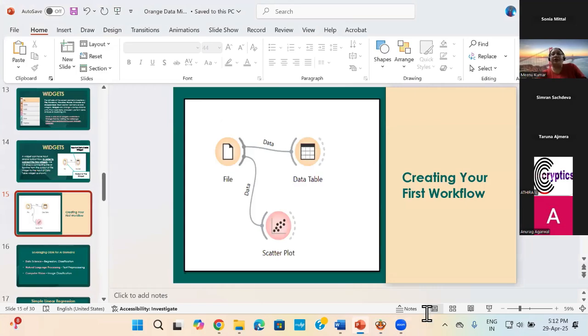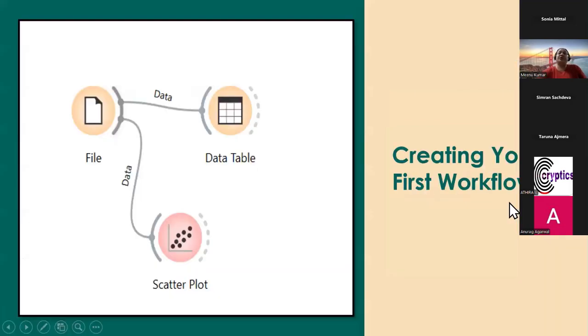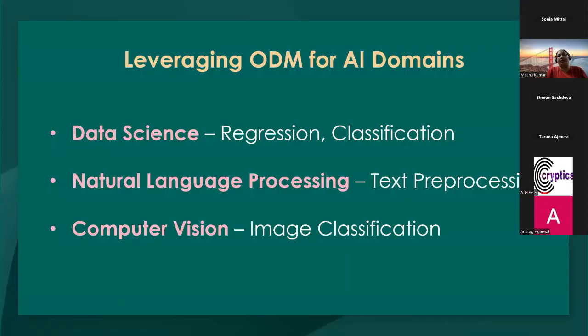Now, as I told you, Orange can be used to work with all the AI domains. So during this session, we'll be talking about the three AI domains and how the Orange data mining tool can be used for all these three domains. In data science, I'll be telling you about regression and classification. And in natural language processing, I'll be talking to you about text pre-processing. And in computer vision, I'll teach you about image classification.